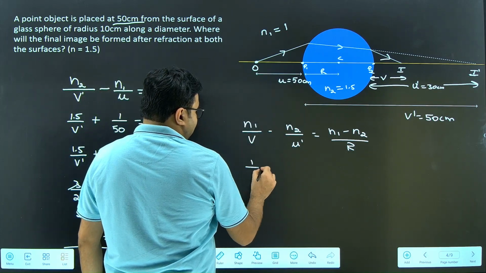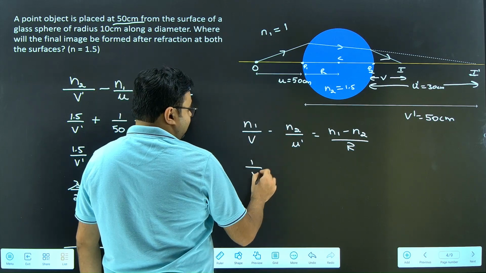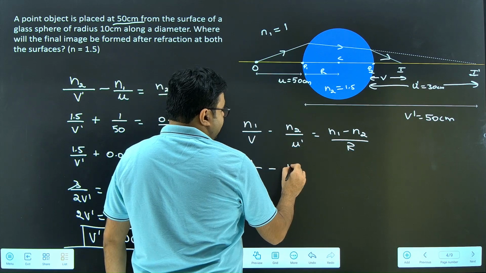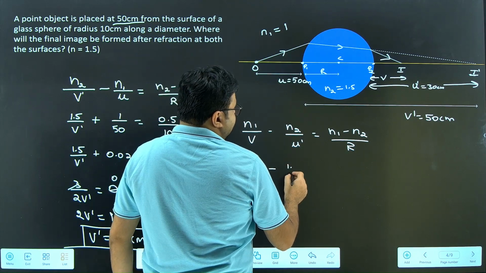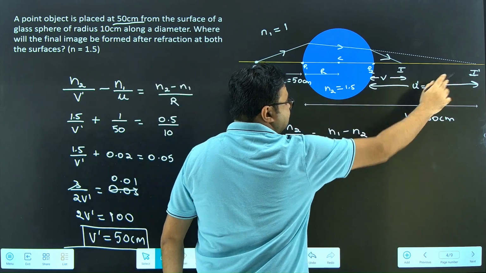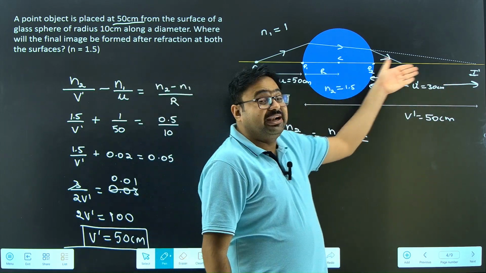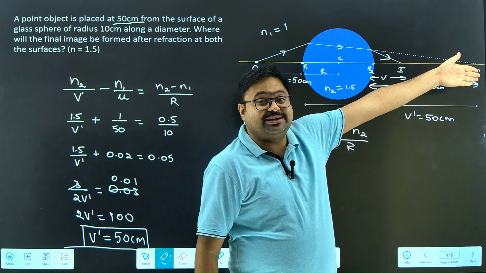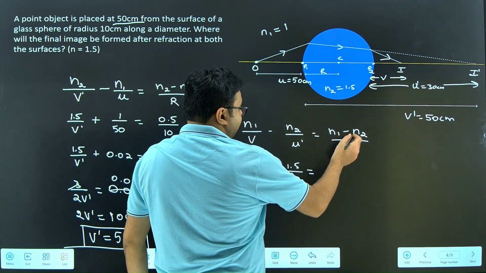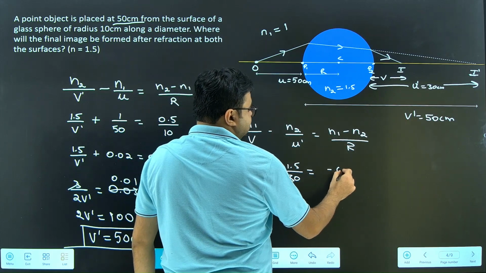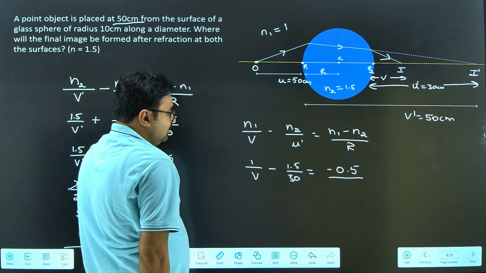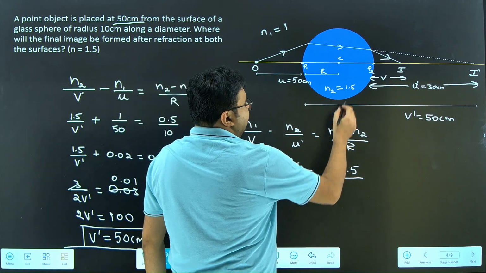N1, my friends, is 1 divided by V. We do not apply the same convention. N2 is 1.5 divided by U dash. U dash, my friends, is 30 centimeter, but that distance is being measured in the direction of incident light. Hence it is positive. I shall just write 30 equal to N1 minus N2, which is minus 0.5. 1 minus 1.5 is minus 0.5 divided by radius of curvature.